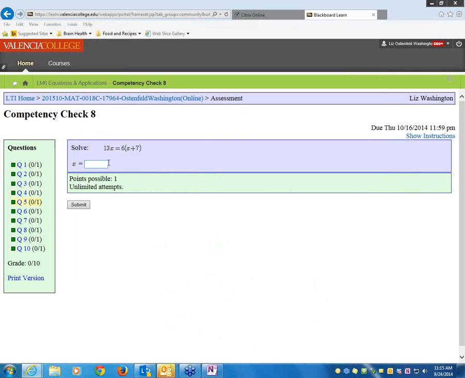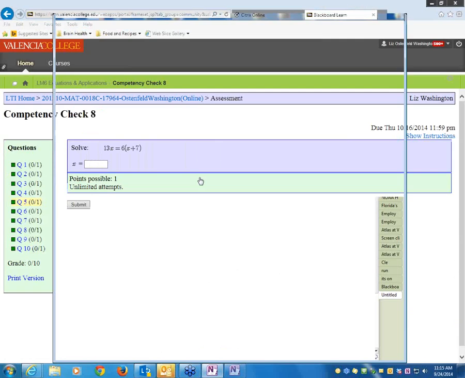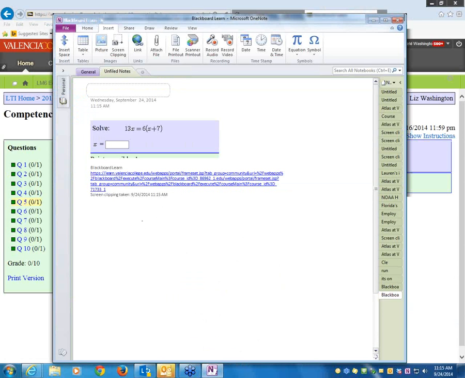Question number 5. This one has some distributing involved, which is okay. Again, we always need to see if there's anything we can simplify, so I'm going to take a second to rewrite it. Earlier, if you remember, I said simplifying could be distributing, combining like terms, or reducing a fraction. This problem has distributing in it, which means I'm going to take this 6 and make sure that everything inside gets multiplied. So I'm going to end up with 13x equals 6x plus 42.